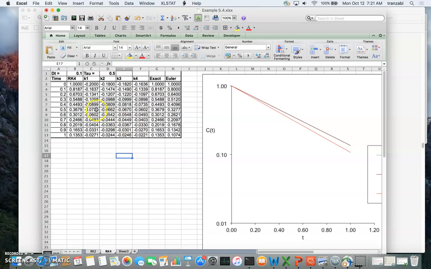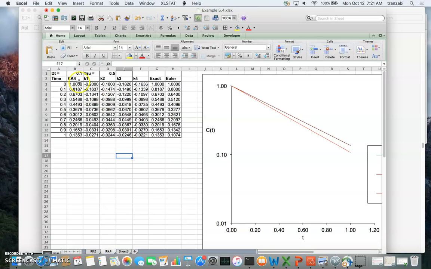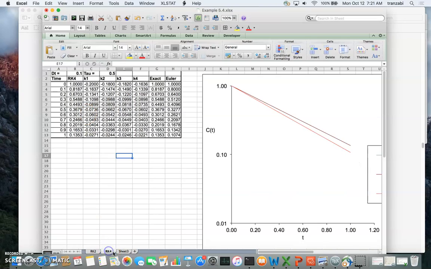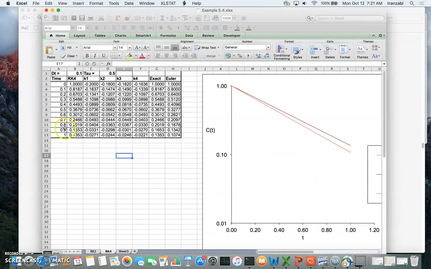Okay, so now dt is 0.1, let's say for now. Tau is 0.5, similar to RK2. I'm using the same dt and tau. Again, tau is V over F, and V and F are here, according to equation 5.25. Here's the time vector from 0 to 1 with an increment of 0.1.